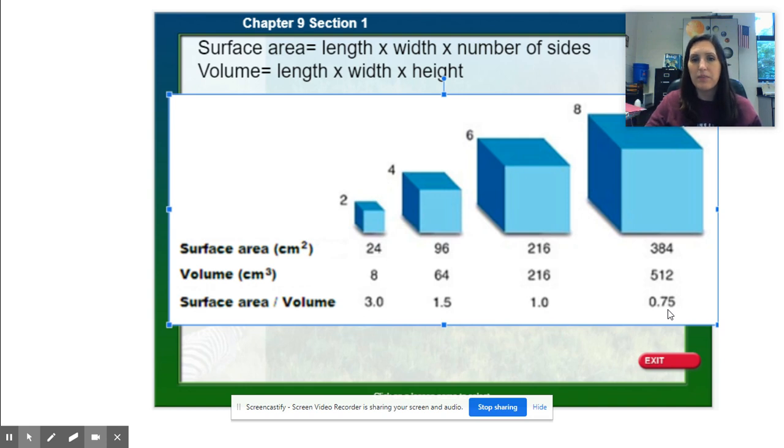So let's clarify. In a small cell, the surface area to volume ratio is bigger and everything's able to move quicker. In a big cell, the surface to volume ratio is small and things don't diffuse as quickly.